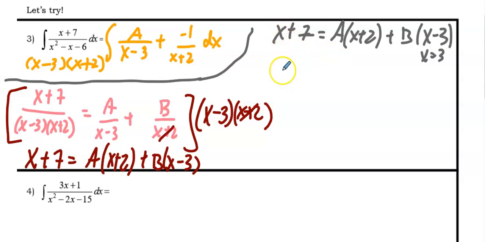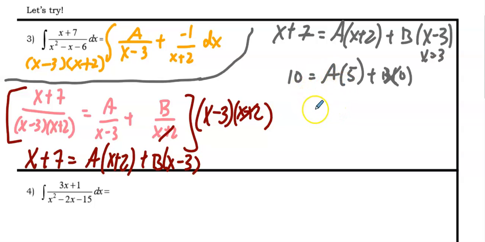Well, then I'm going to do 3 plus 7, which is 10. 3 plus 2 is 5. 3 minus 3 is 0. This is going to cancel out. I'm left with 10 is equal to a times 5, or 5a equals 10. So a in this case is going to be equal to 2. So I can go ahead and erase our a, and I can go ahead and write this as a 2.